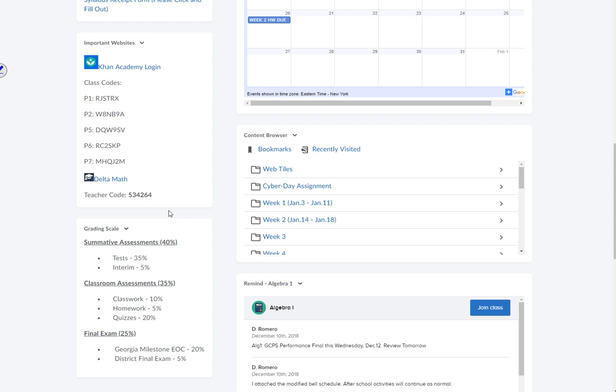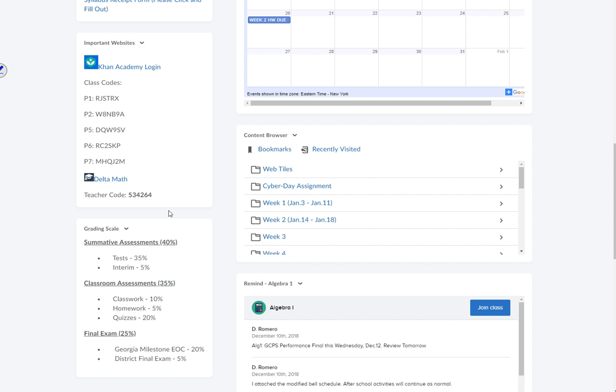Click on Delta Math. Now on the top right, click create account. And that's my teacher code, 534264. I'm having you do this one first because that's what the first assignment is on. It's on this platform. Please feel free to go tonight and look through it. See how the assignment is going to be called week 1 homework.